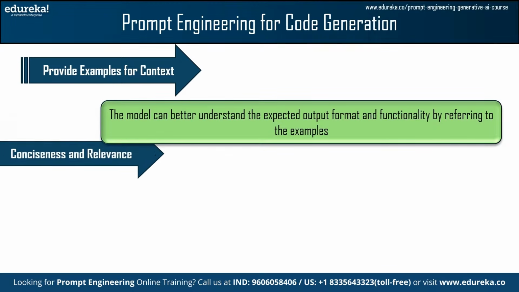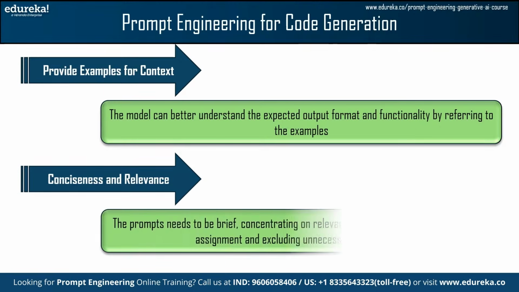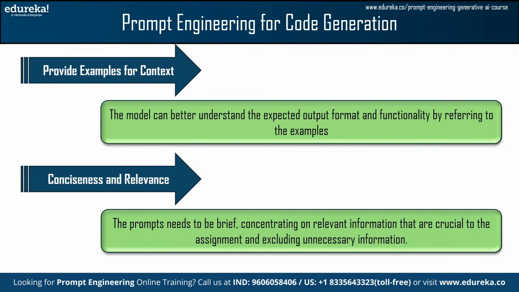And next one is conciseness and relevance. The prompts need to be brief, concentrating on relevant information that is crucial to the assignment and excluding unnecessary information. Code generation is made more efficient by the model's simplified decision-making process, and clear and concise prompts reduce the confusion. Removing irrelevant information lowers noise and improves the prompt's efficiency.